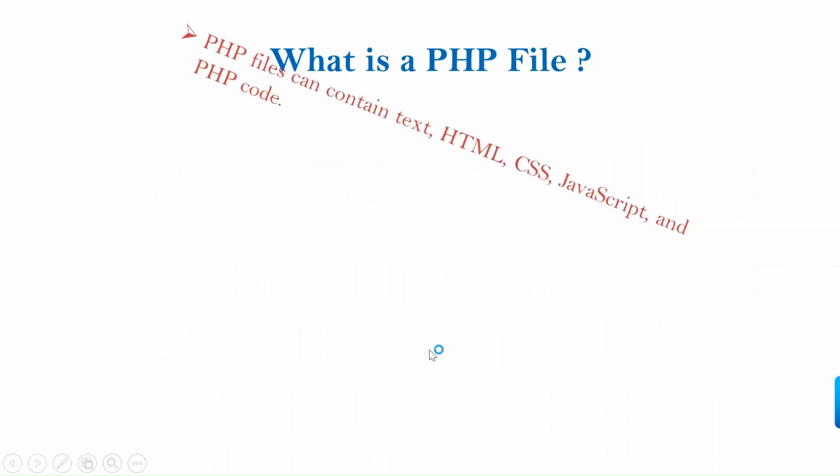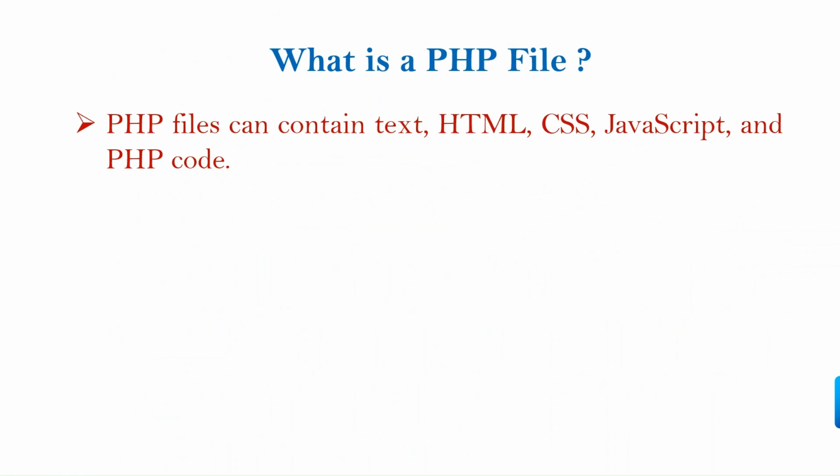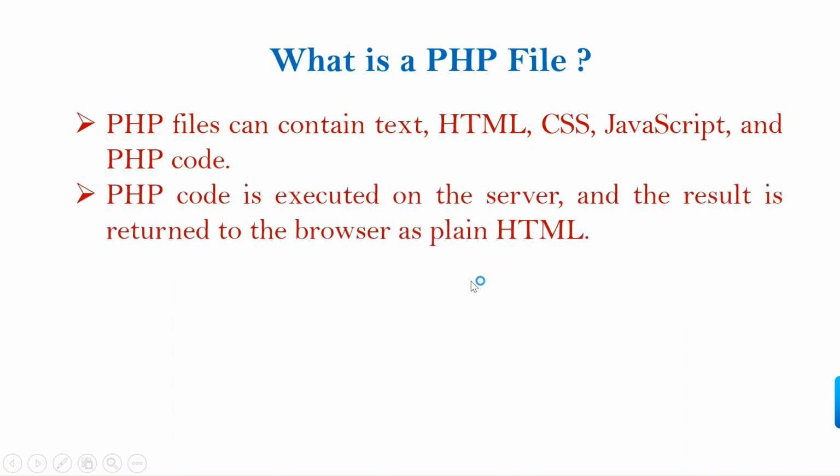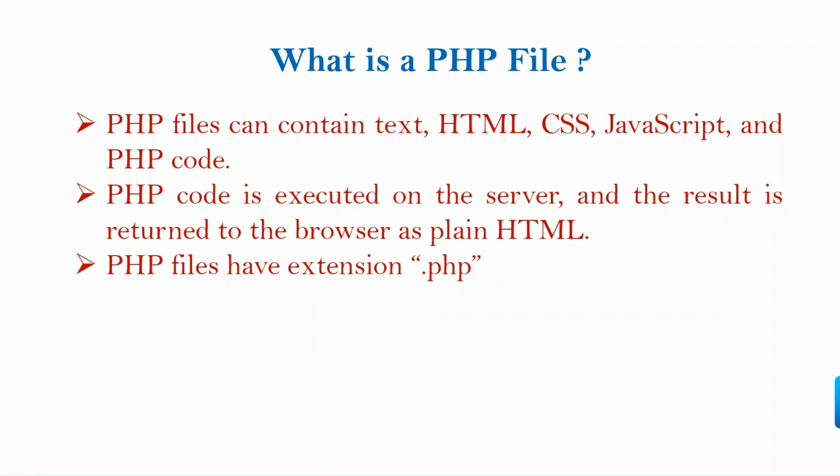What is a PHP file? PHP files can contain text, HTML code, cascading style sheets, JavaScript, and PHP code. So it's a combination of all these things. Based on the requirement, the developer is going to write the code. PHP code is executed on the server. As I was saying, it's a server-side scripting language. PHP code gets executed on the server, and the result is returned back to the browser as plain HTML. PHP files have the extension .php. So when we write PHP programs, the extension should be .php when you're seeing the files.